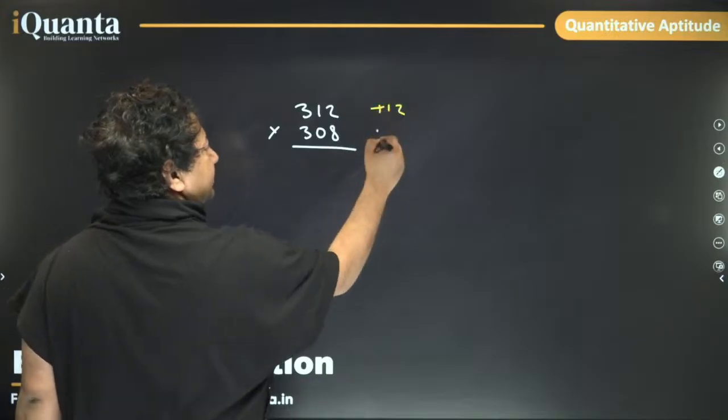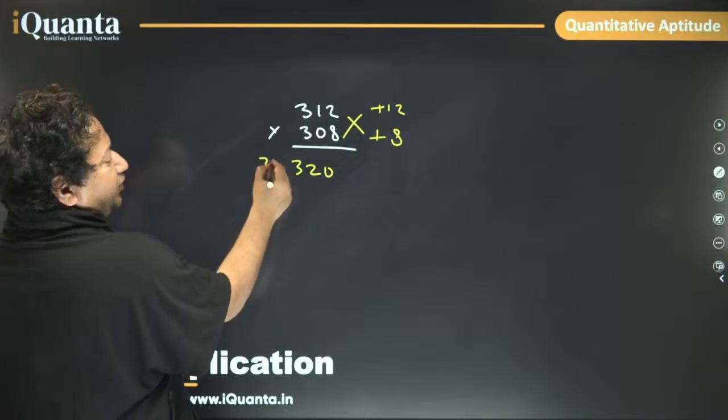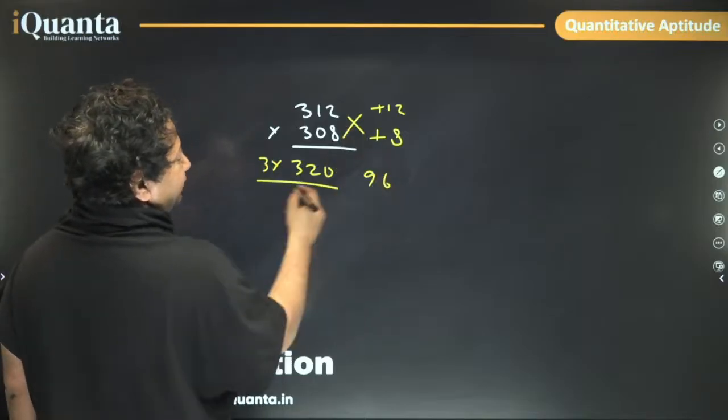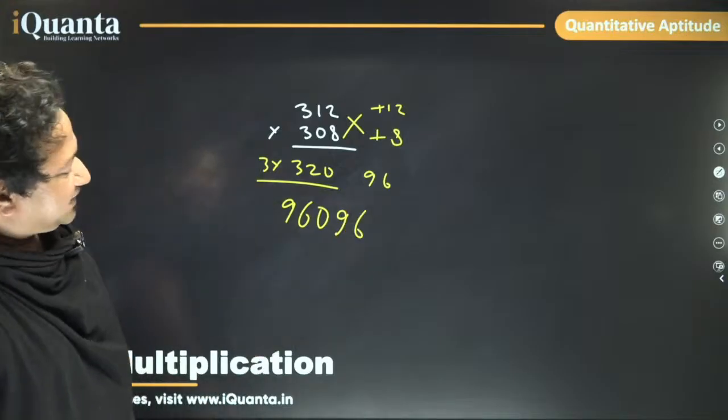12 more, 8 more. Let's add that up. We have 320. And multiply by 3, obviously. 12 8s are 96. So we have 96096. That's not a palindrome, by the way.